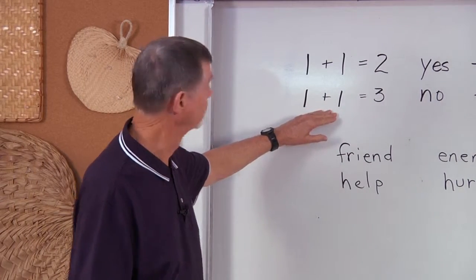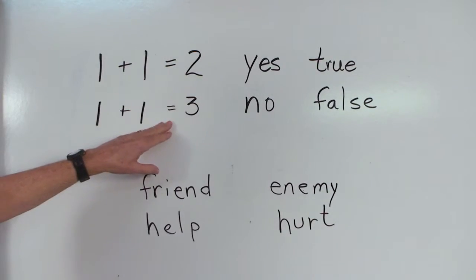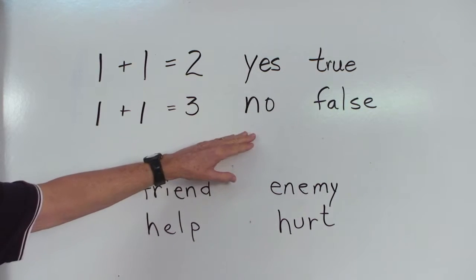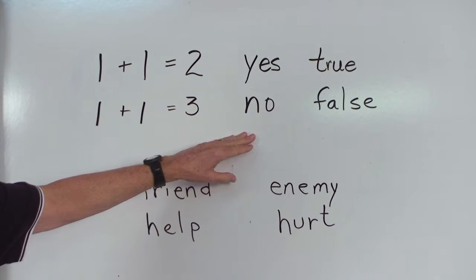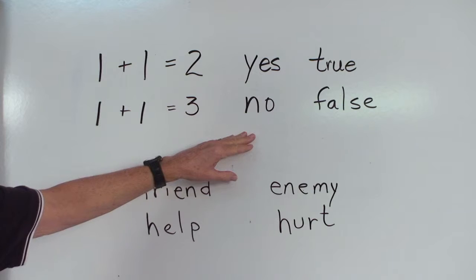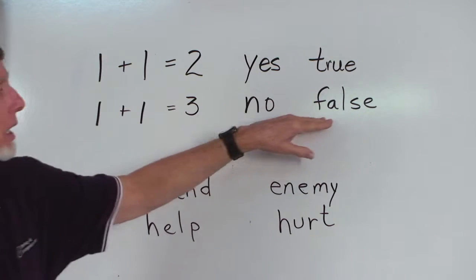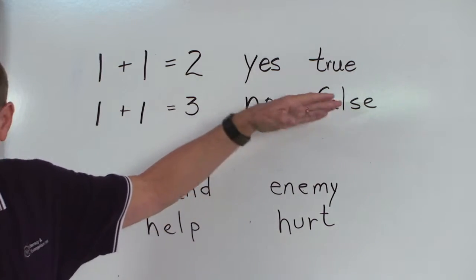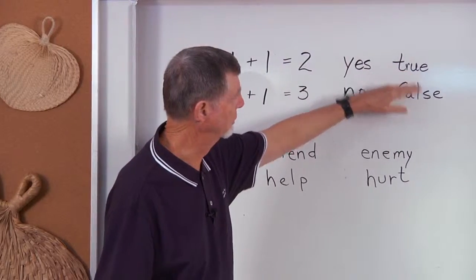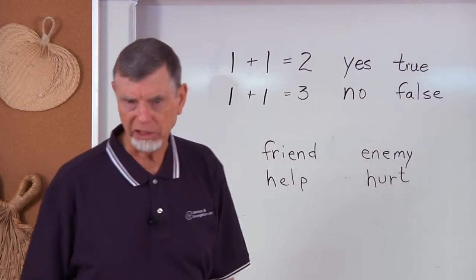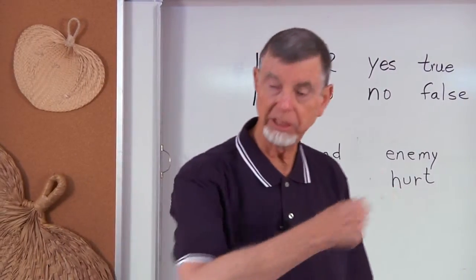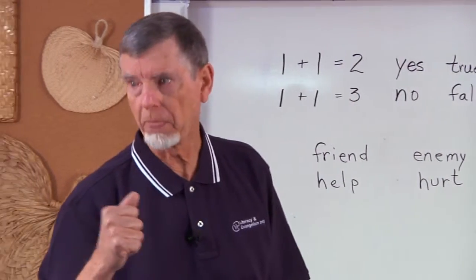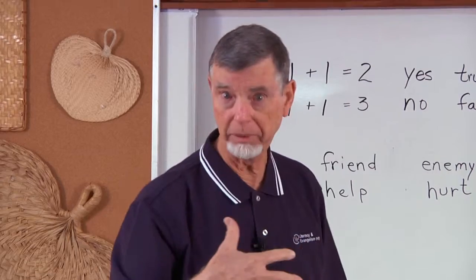Then go to the next one. 1 plus 1 equals 3. Yes or no? Your students will respond immediately by saying, no. You say, false. Please repeat, false. And after they do that, you say, true, false. Opposites. Please repeat, opposites. And then they'll repeat.